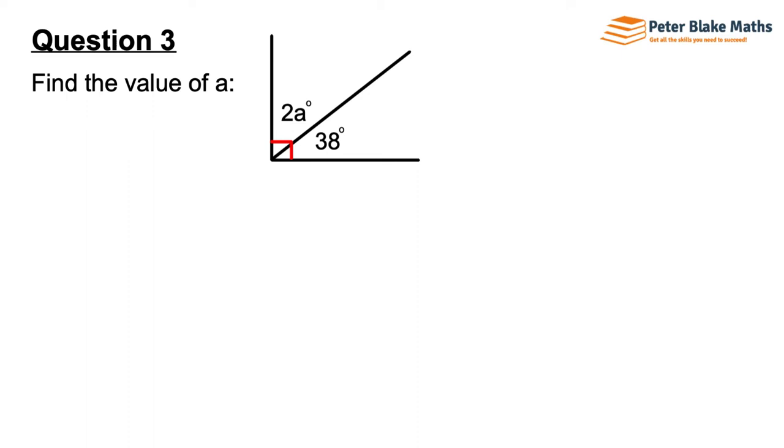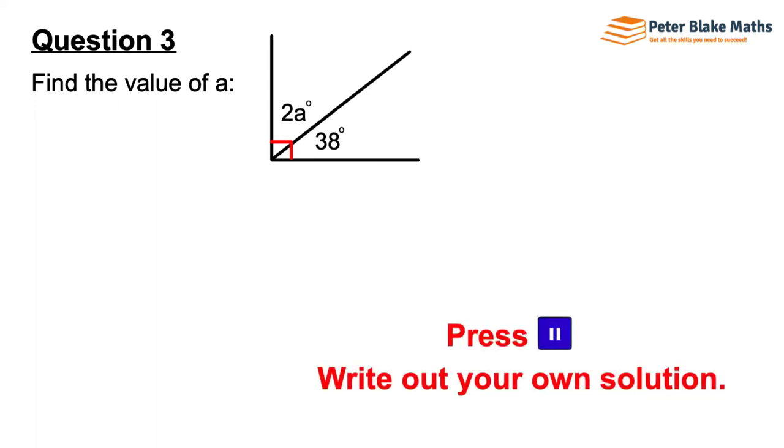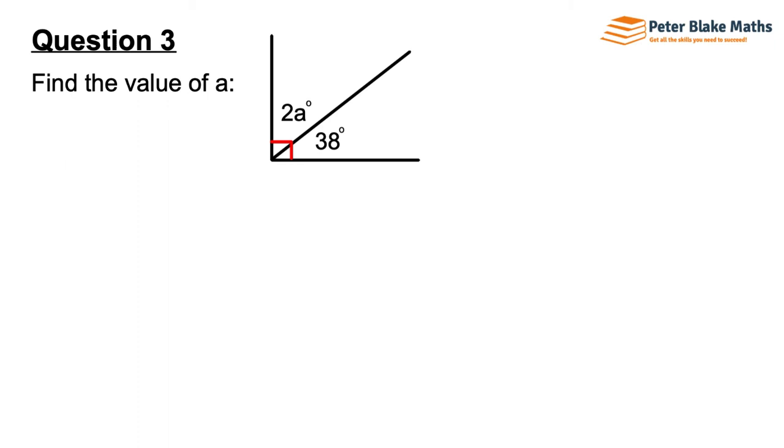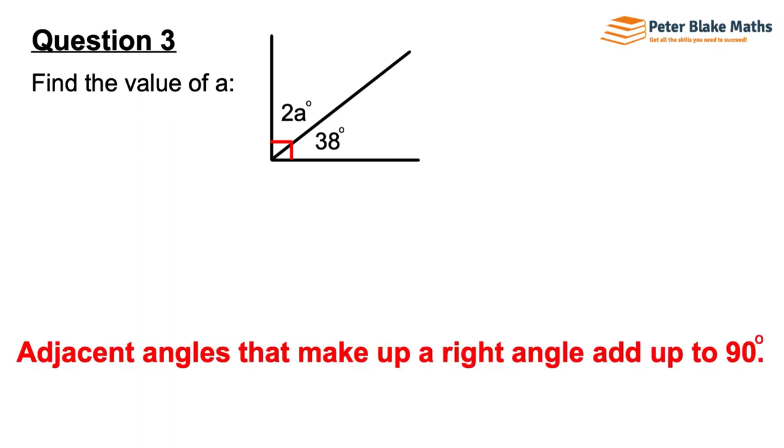Question 3. Find the value of a. Adjacent angles that make up a right angle add up to 90 degrees. It's a little bit trickier here because we have a 2a and a 38 on the diagram making up the 90. So we'll make a little equation out of it. We'll say 2a should equal 38 degrees taken away from 90. So we have a little equation of 2a equals 90 degrees minus 38 degrees.